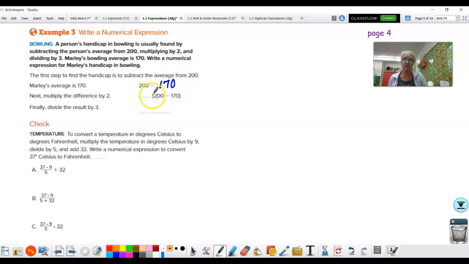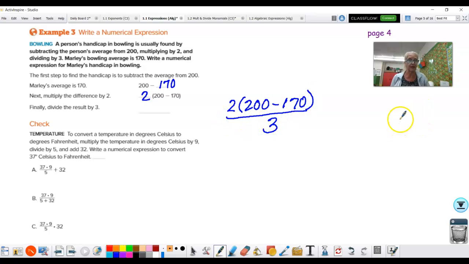And that gives us 30, but what they've done is they've taken the 200 minus 170 and put it in parentheses, and then we're going to put the 2 out here to show that we're going to multiply the difference by 2. Okay, and then we want to show divide by 3, so I'm going to write it over here because I'm going to need to be bigger than I can do there. We would have all of this over 3 would be a way to write that. Okay.